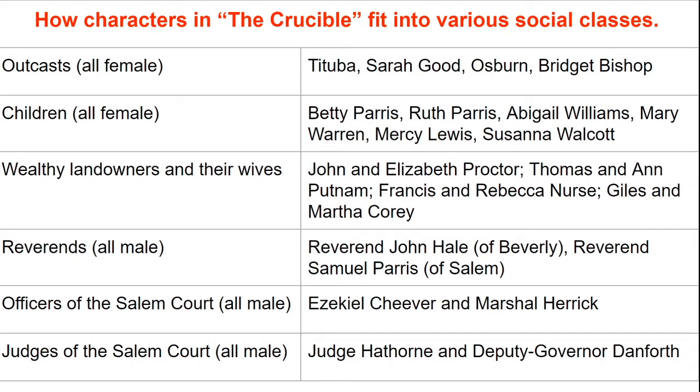Notice that Samuel Paris made sure that he was elected as an officer of the Salem court once the witchcraft trials got started, because that elevated him on the power hierarchy. And then right at the top, in control of all of Salem society, you have the judges of the Salem court, and naturally they were all male. So there was Judge Hathorne and also the deputy governor of the state of Massachusetts, who was Deputy Governor Danforth, who was also elected as a judge to the Salem court.